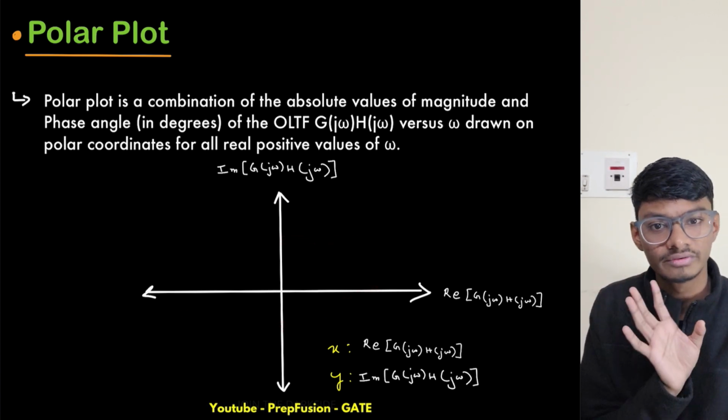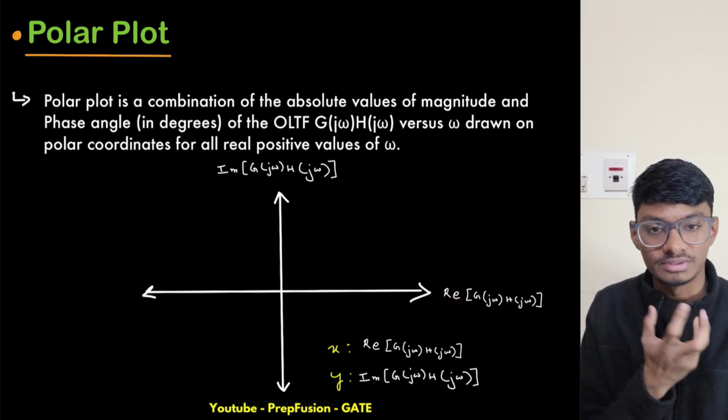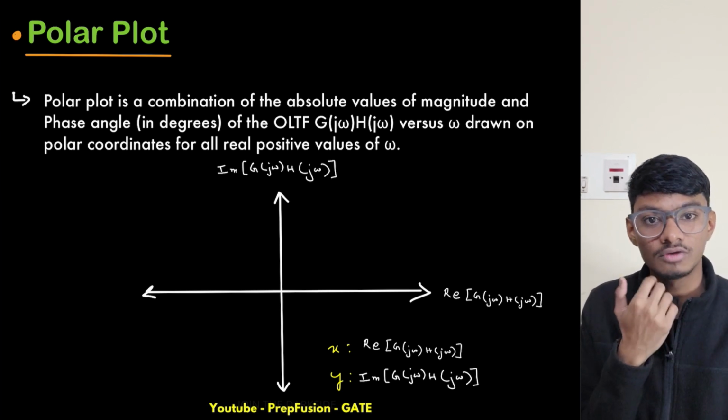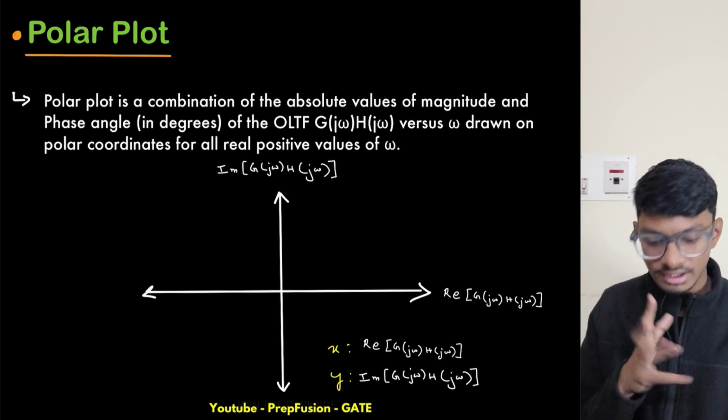Like in root locus, we varied the k parameter, and we plotted in the sigma plus j omega plane. Basically we plotted the closed loop poles with the variation of the k parameter. Exactly here also we're doing the same thing. Okay, don't worry.